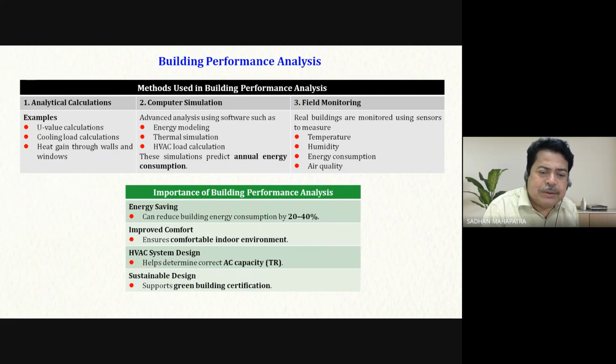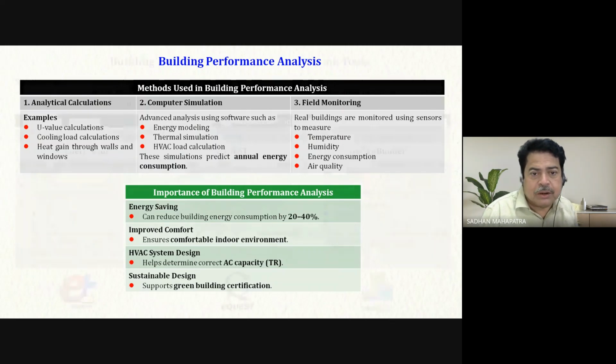So for energy saving, you can reduce the building energy consumption by 20 to 30% by having a building performance analysis. It helps to improve the comfort level. It also helps in HVAC system design, or makes us choose the correct air conditioner system capacity in terms of tons of refrigeration. It helps in sustainable design and supports green building certification.